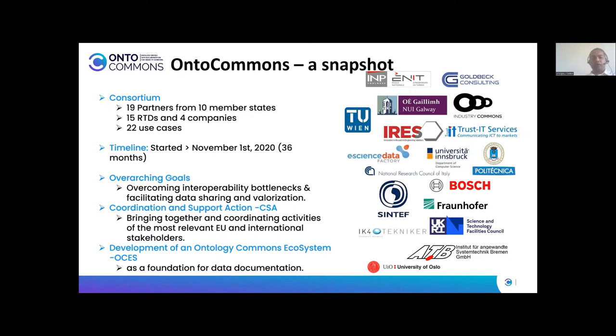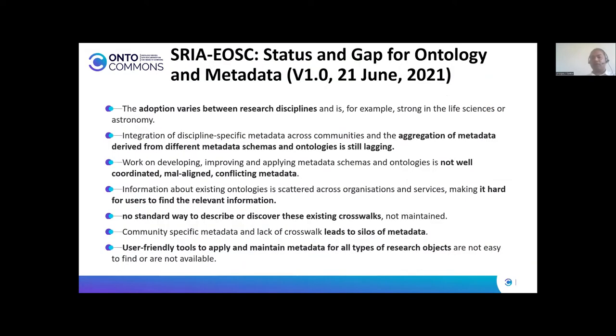The goals are, of course, to have interoperability among the data by means of ontology. We also want to harmonize the ontology development and the crosswalk. It is, in fact, a CSA project, so we are bringing together many communities and taking their input as stakeholders. However, the most tangible outcome of this project will be what we call an Ontology Commons Ecosystem, OCES. I have a later session to talk about it more, so I won't spend time on it.